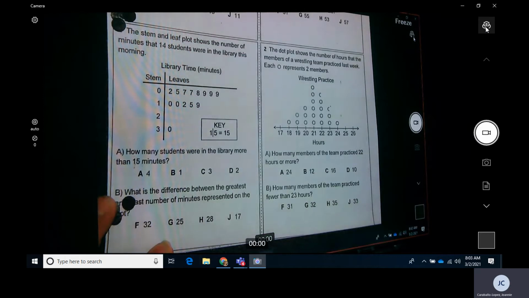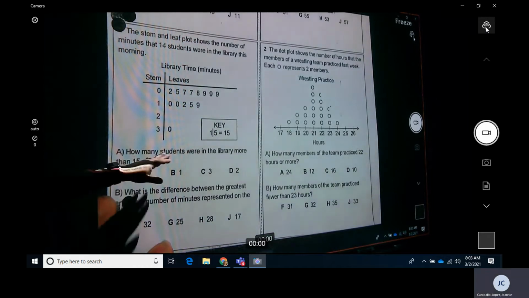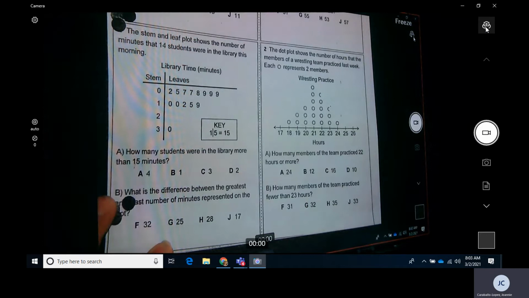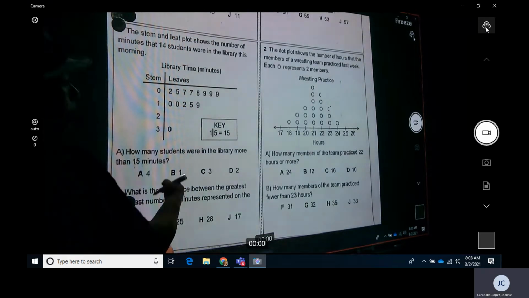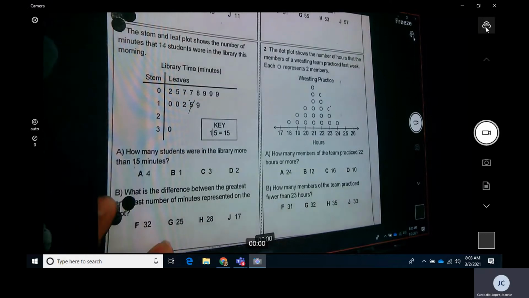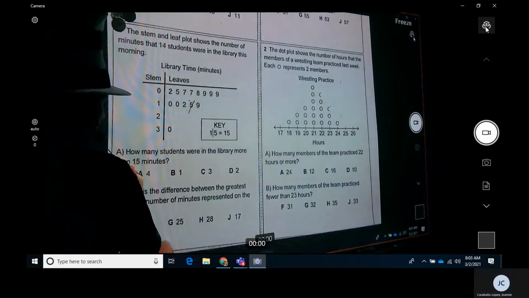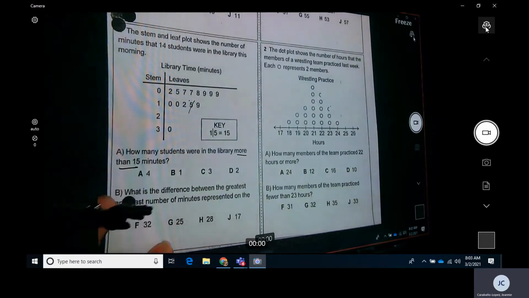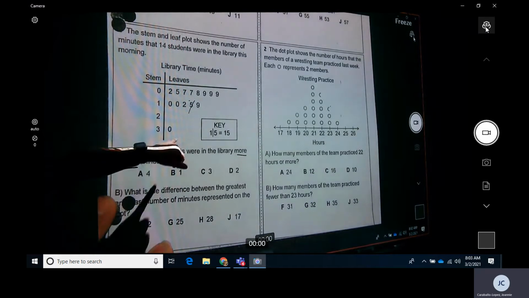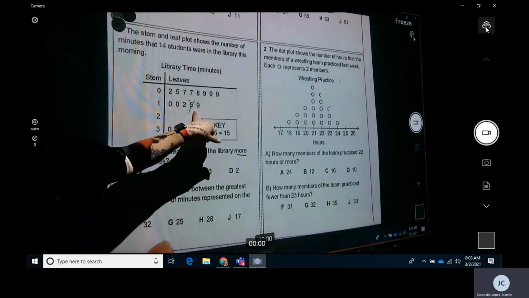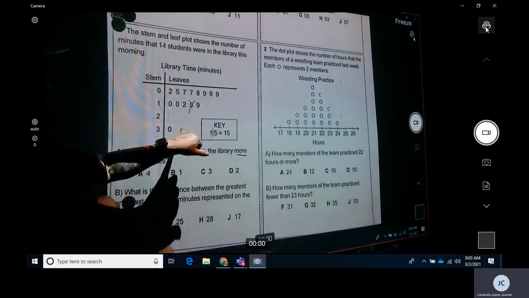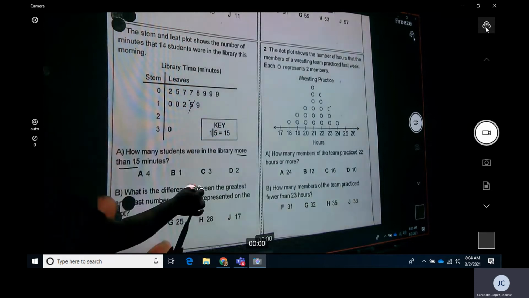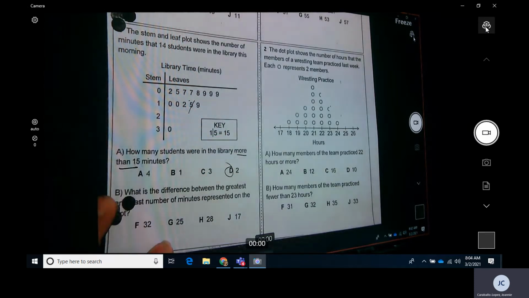Is that correct? Dígame, ¿qué tú tienes? Ella dice 2 estudiantes. ¿Cuántos estudiantes estuvieron más de 15 minutos? So, ella está correcta y le voy a decir por qué. Porque yo no voy a contar los 15 minutos porque la pregunta me dice más de 15 minutos. The question says more than 15 minutes. So I'm not going to count the student that spent 15. I'm going to count the one that spent 19 minutes and 30 minutes. So the answer is D, 2.